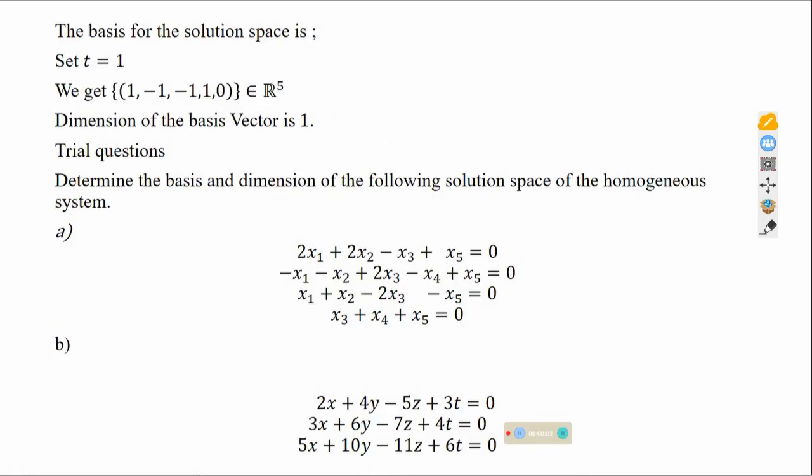Let us look at example number 2. We need to determine the basis and dimension of the solution space for the homogeneous system. So we have two parts. You try out part A and let us try part B together. For part B, we first need to get the solution space, then after we can get the basis and dimension.